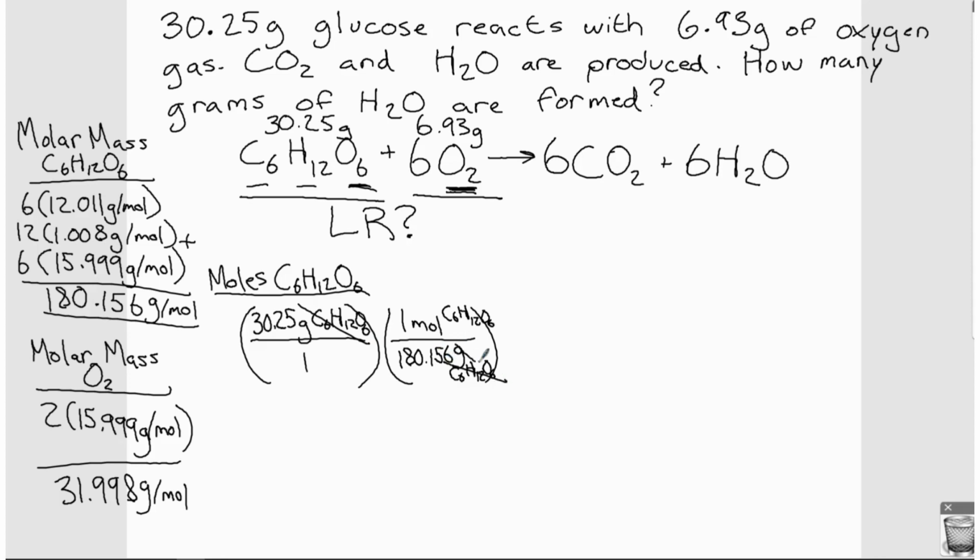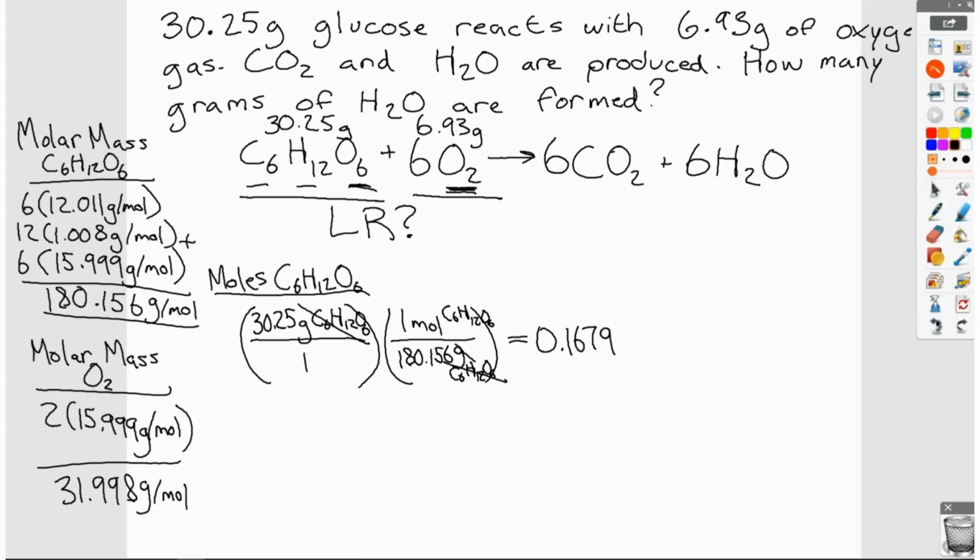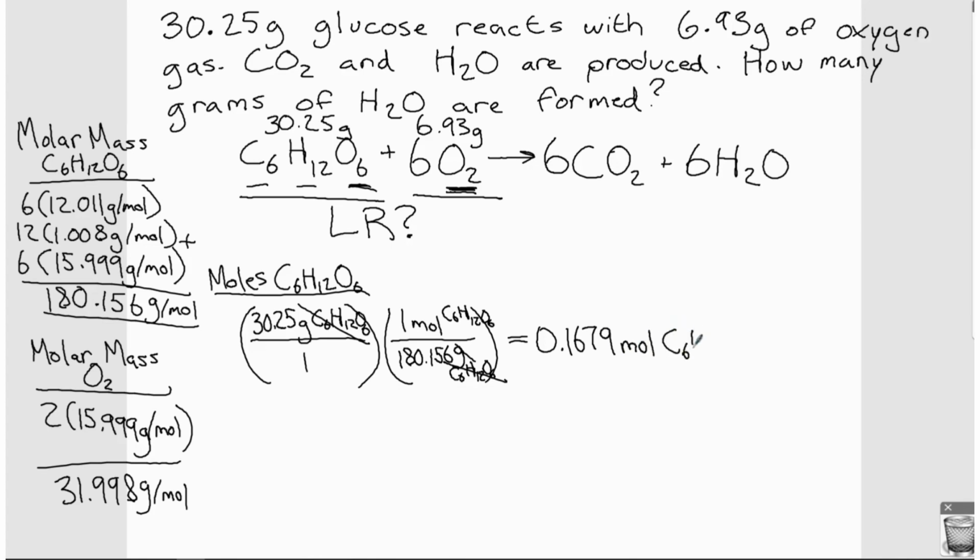And I get that the moles of glucose in this problem are 0.1679. And, oh, sorry, not grams. Let's get rid of that. It's moles. So I've gotten the moles of my first substance. I now need to figure out how many moles of my second substance we have, because we need to compare them. So I'm going to do the same exact thing.